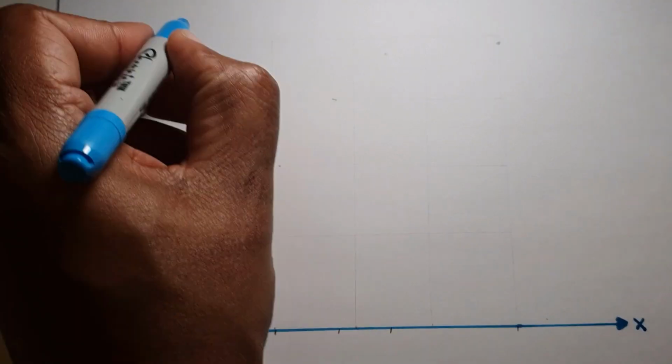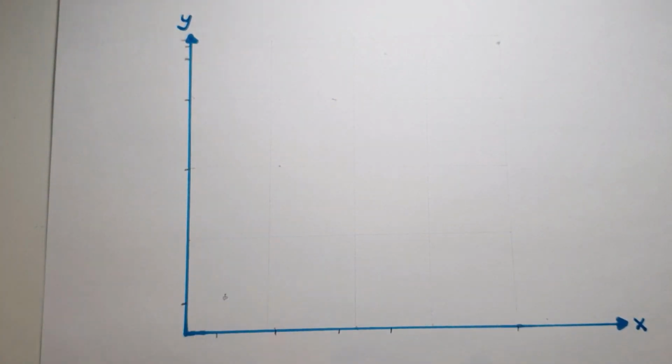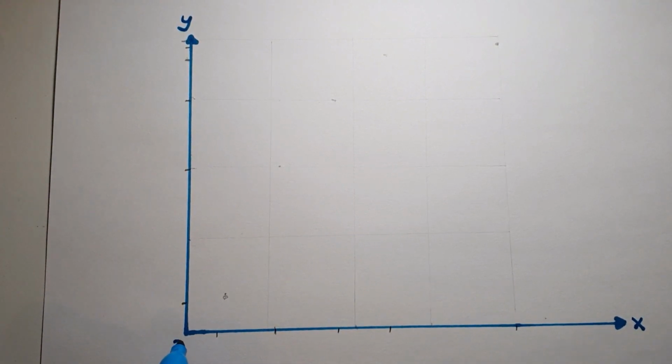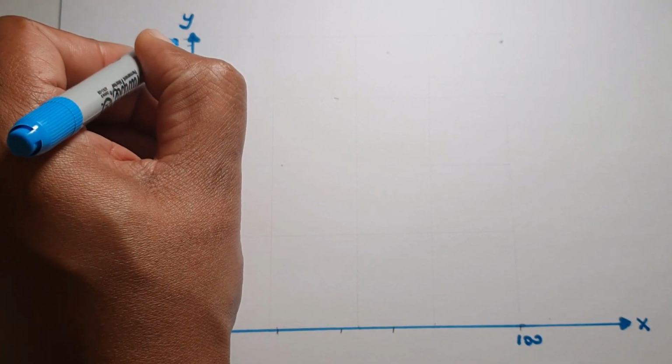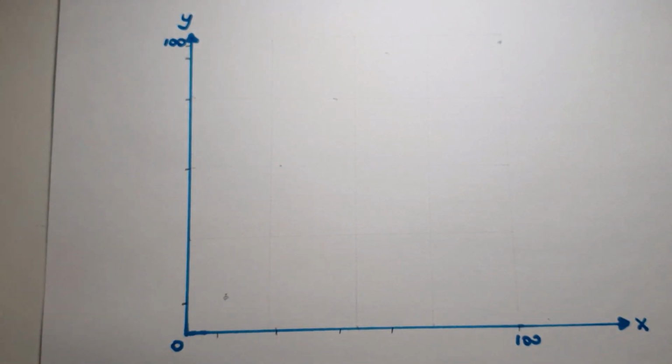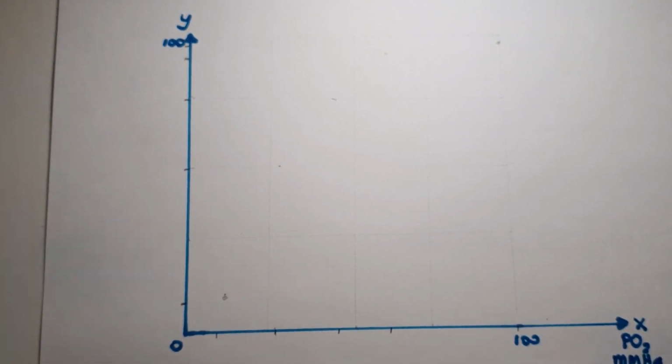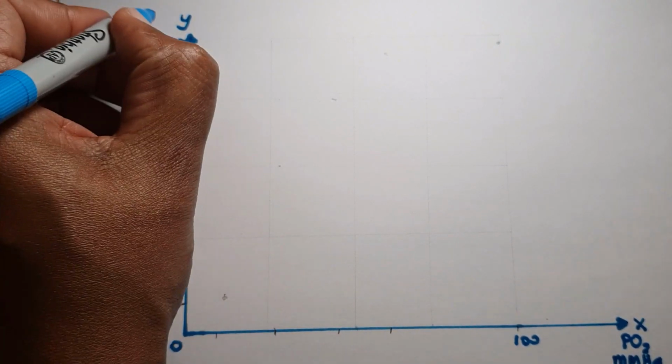We will identify the x and y axes. Scale is from 0 to 100 on both axes. The x-axis is the partial pressure of oxygen in blood. For practical reasons, we will label it in millimeters of mercury. And the y-axis is the saturation of hemoglobin.